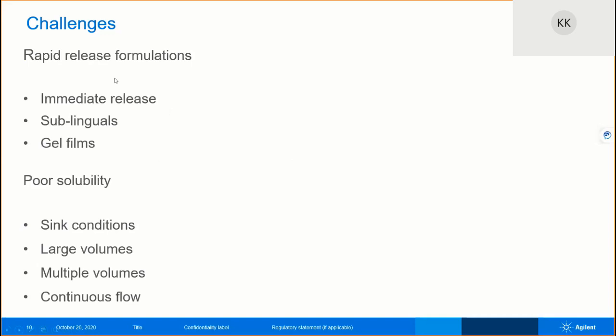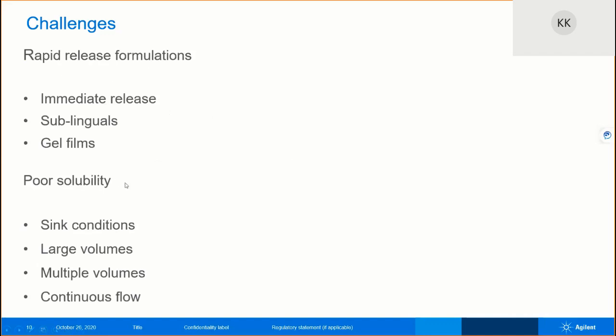So further challenges, you have rapid release formulations. How do you analyze your amount of API there? For immediate release, sublinguals, gel films, very rapid release, but still you can set up a dissolution testing method for that. Everything is possible, basically.